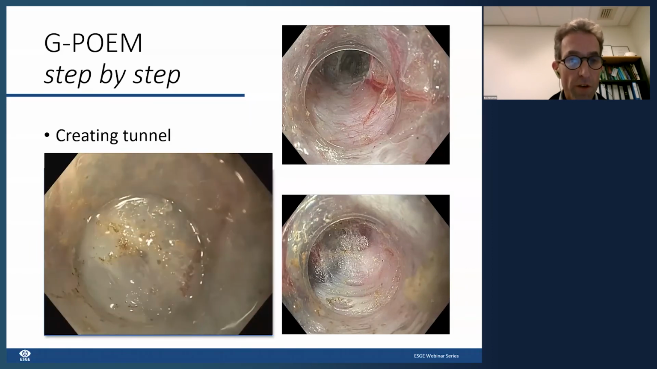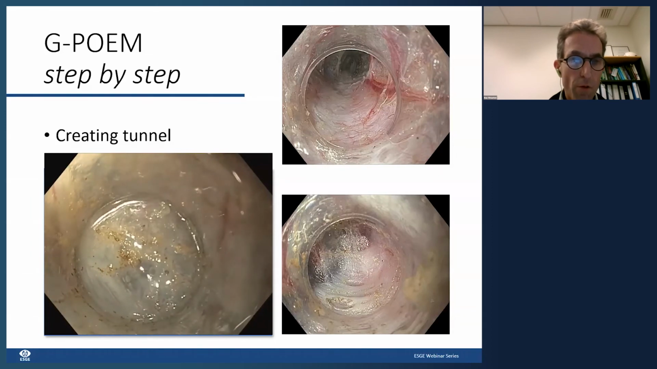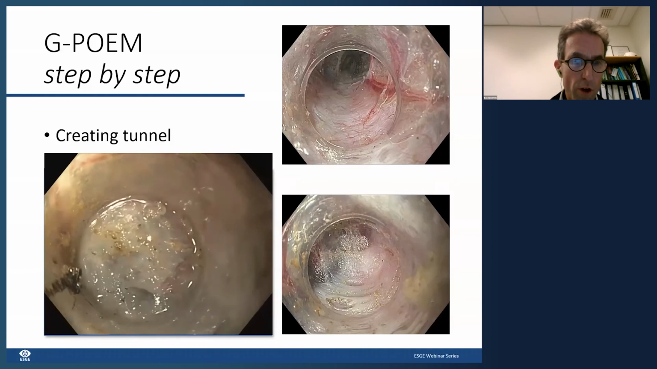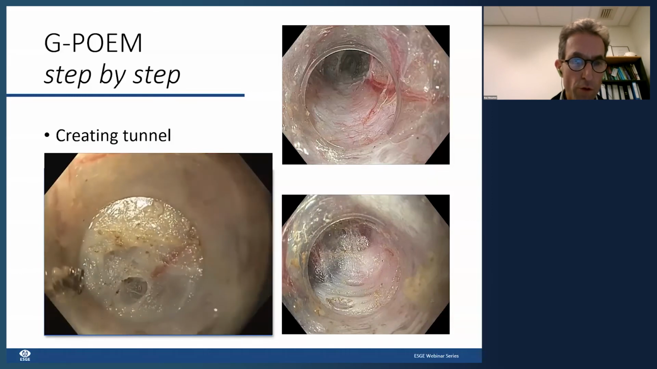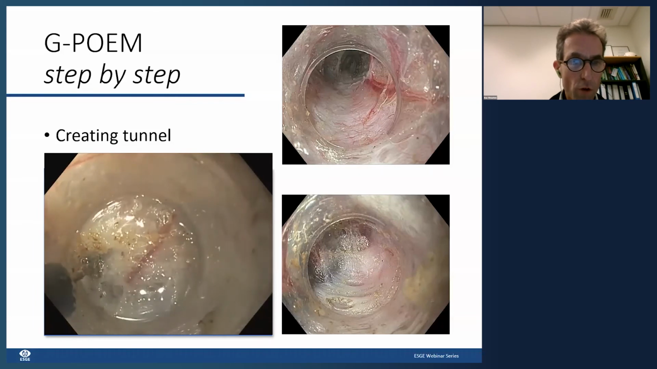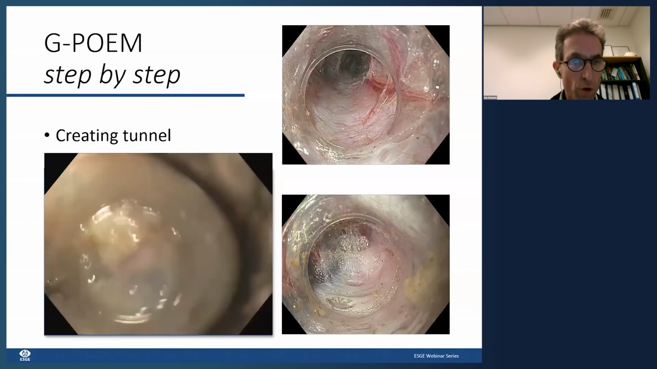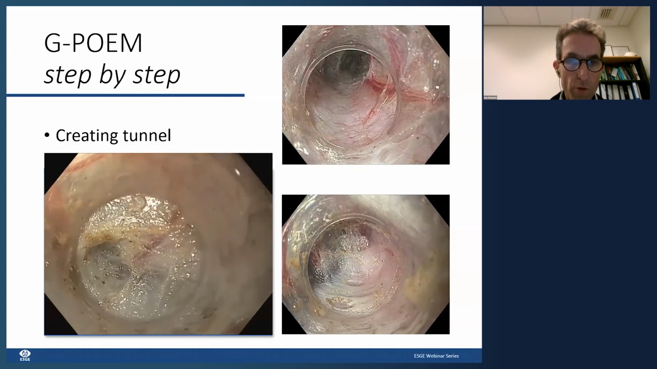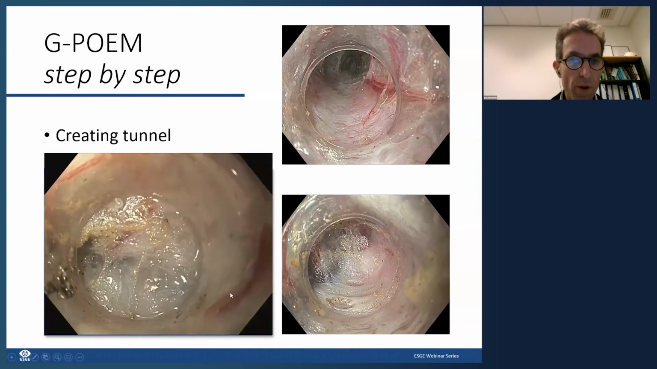Sometimes it can be difficult. This is an example of extreme fibrosis of the submucosal space, and you can imagine that it's very difficult to keep orientation here. I don't know what the exact cause of this extensive submucosal fibrosis was, but it was quite difficult. So it's not always as bright as shown in this example and in the video.